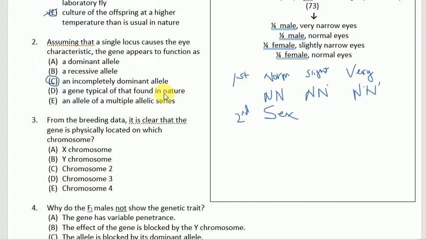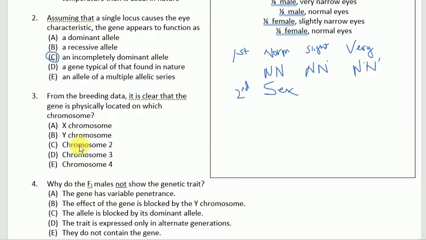3, from the breeding data, it is clear that the gene is physically located on which chromosome? Well, they didn't give us any information about chromosomes except X and Y, male and female. So we know that C, D, and E are not it. We also know that Y doesn't carry anything, so X is the correct answer.